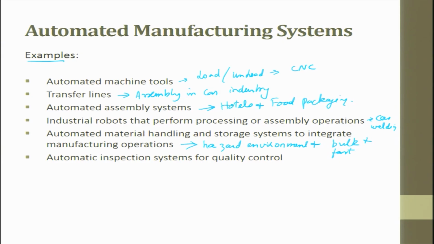Automatic inspection systems for quality control. Today what is happening, again if you go back to the food industry, the apples are getting packaged. By looking at the apple, they try to figure out rotten and unripened apples, which are noted and then immediately pulled out of the assembly line and thrown. So, those are some examples of automated systems which exist today.